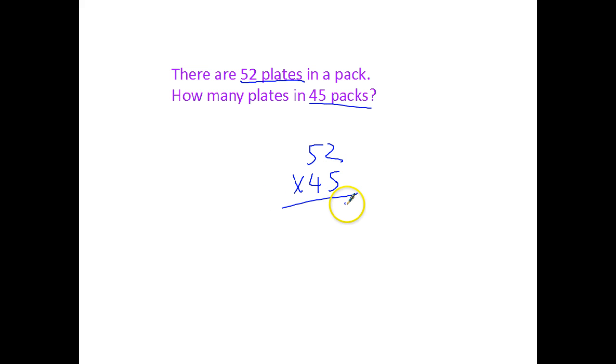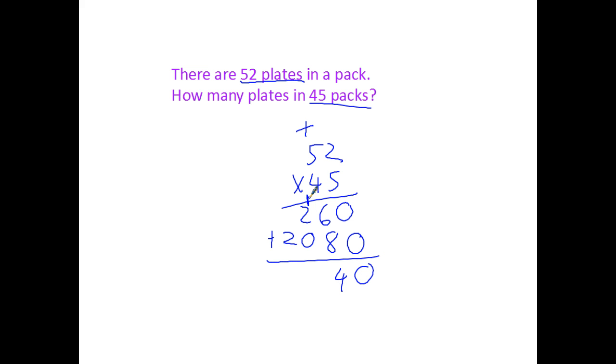5 times 2 is 10. Carry my 1. 5 times 5, 25 plus 1, 26. Marco Polo. 4 times 2 is 8. 4 times 5 is 20. Add my numbers up. There's a 14. Carry my 1. 1, 2, and 0 gives me a 3. And there's a 2. Count over 1, 2, 3 spots. 2,340 plates.